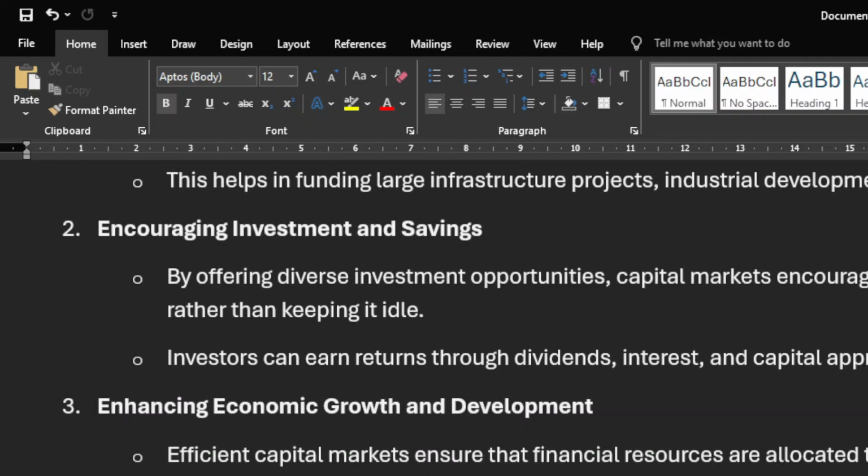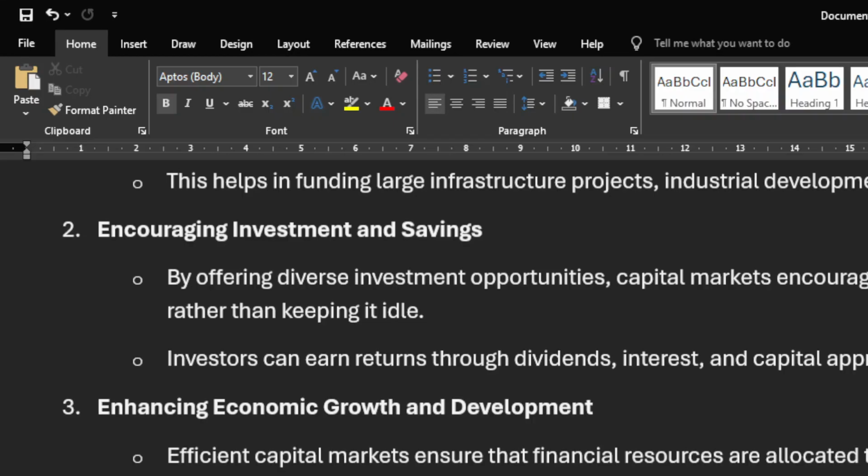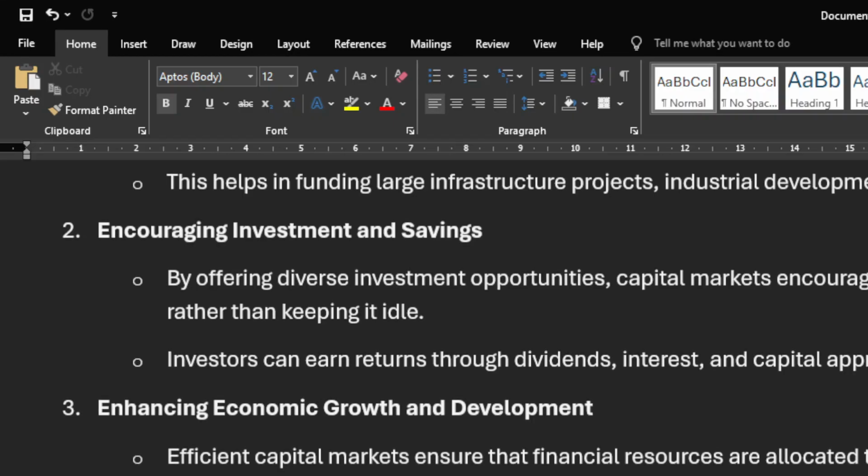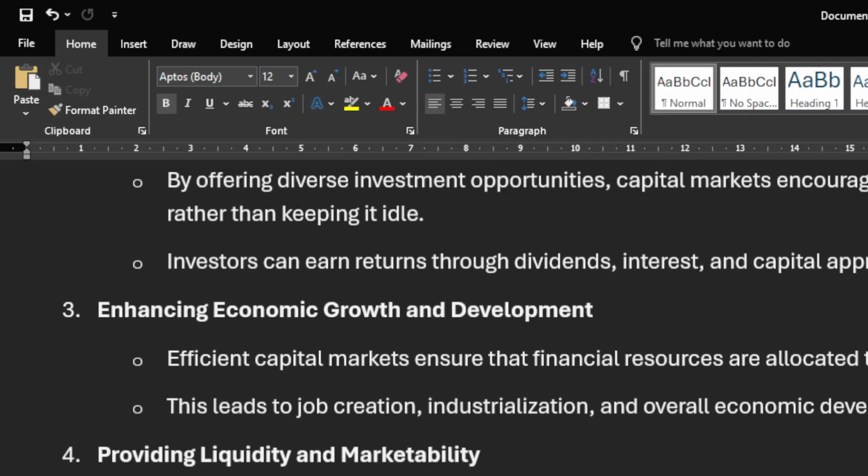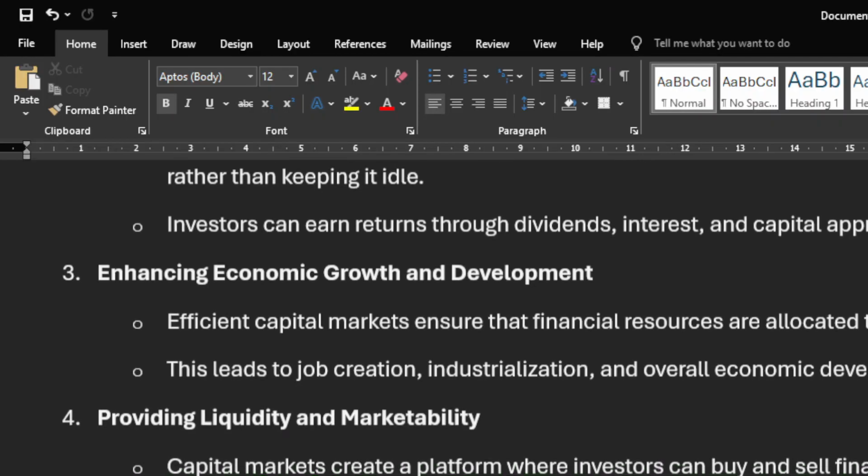5. Promoting corporate governance and transparency. Companies listed on the Uganda Securities Exchange, or what we call USE, are required to follow strict financial reporting and governance standards. They have a board. This promotes transparency, accountability, and investor confidence in the financial markets.